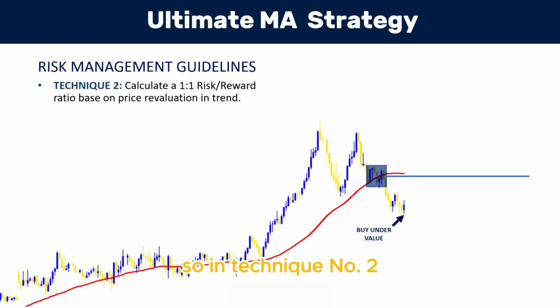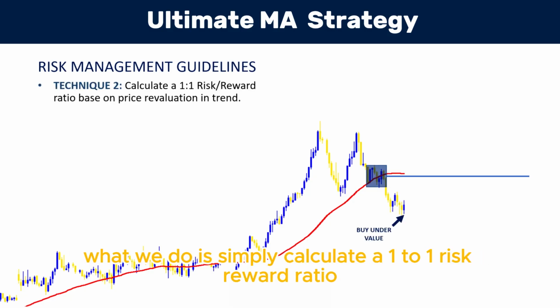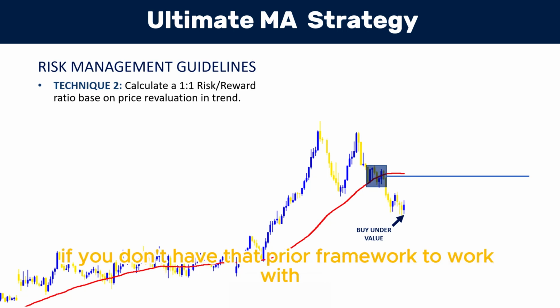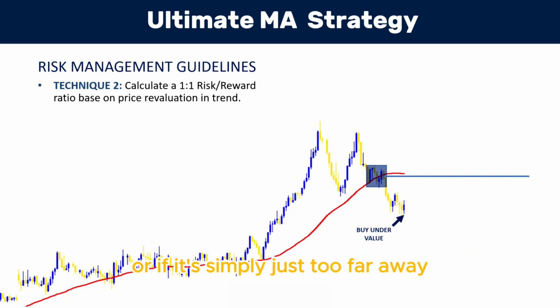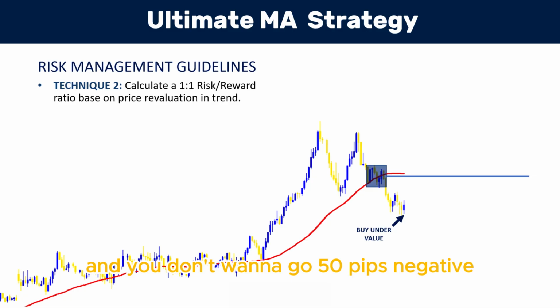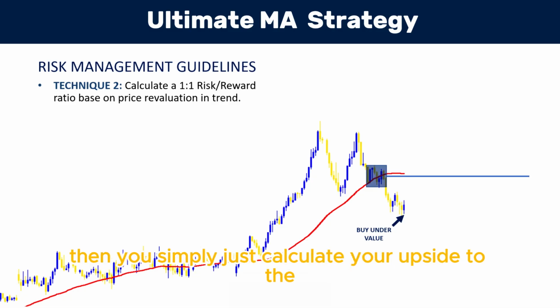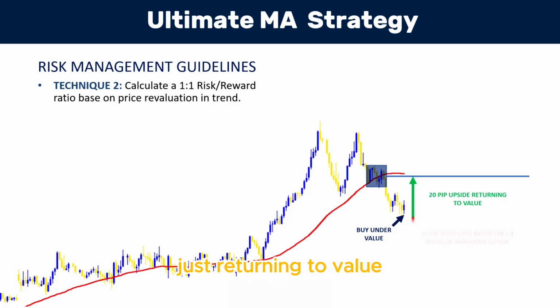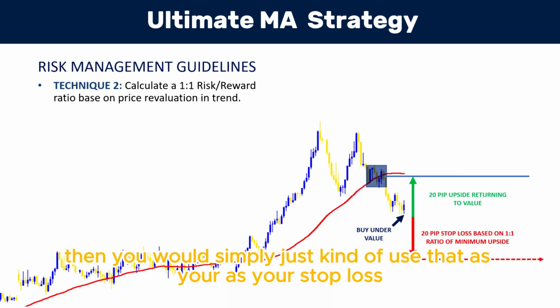So in technique number 2, what we do is simply calculate a 1-to-1 risk-to-reward ratio based on the price revaluation in trend. Now, when would you want to do this? You would want to do this if you don't have that prior framework to work with, or if it's simply just too far away. If the trend has already moved, say, 50 or 100 pips in a given direction, and you don't want to go 50 pips negative, then you simply just calculate your upside to the value line that you're working with. Let's say your entry is 20 pips away, just returning to value, then you would simply just kind of use that as your stop loss.